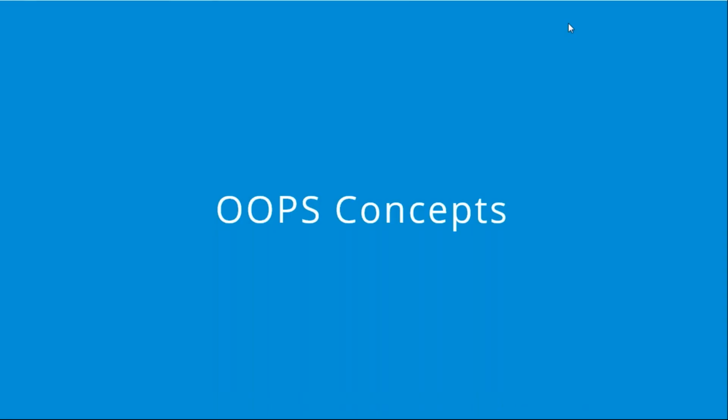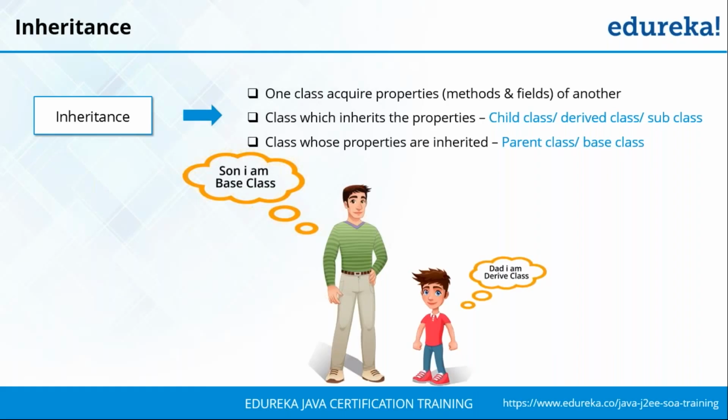So now let us focus on OOPS concepts, where I'll be talking about inheritance, abstraction, encapsulation, and how you can achieve them using a class in Java. So the very first topic is inheritance. All of you must be familiar with inheritance. It basically inherits the properties which can be further used. So here if you see in Java, a class acquires the property of another.